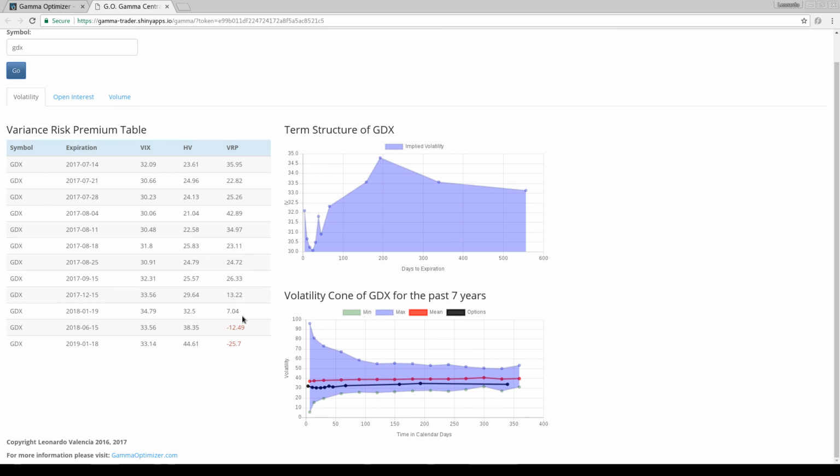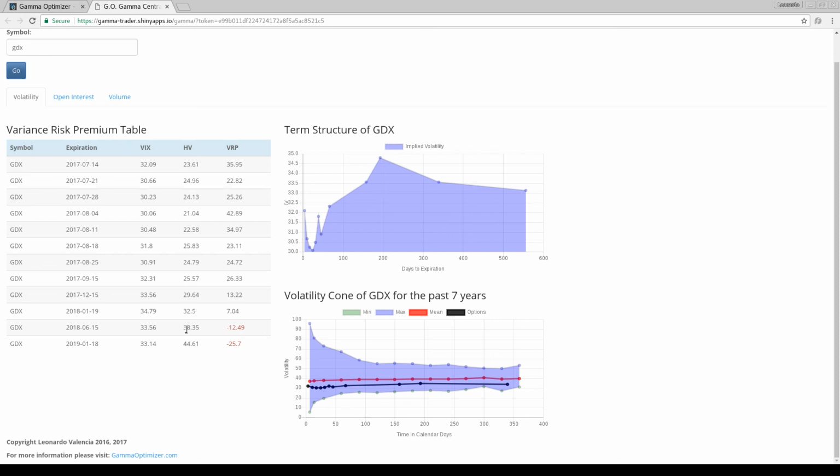And you can see, for instance, here it switches negative, which means that for June 15, 2018, which I told you were really cheap, those options are really decently priced, and the VRP is negative, minus 12%. They are 12% cheaper than the realized volatility. There are reasons for that. The reason is probably that option dealers are not seeing that much volatility in the future.